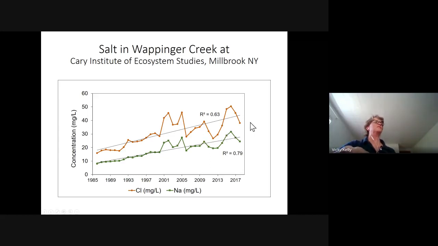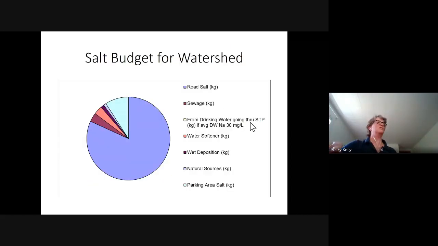Now, when we first looked at this, it was a bit confusing because the watershed that feeds this stream is nearly all forested. And there hasn't been an increase in the number of roads, the total lane miles of roads or pavement. So essentially there hasn't been an increase in the amount of salt that's used every year. So what could be causing the steady increase in concentration?